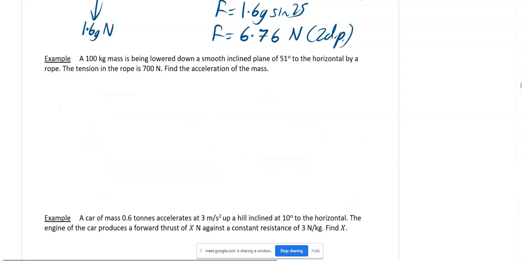A 100 kilogram mass is being lowered down a smooth inclined plane at 51 degrees to the horizontal by a rope. The tension in the rope is 700. Find the acceleration of the mass.